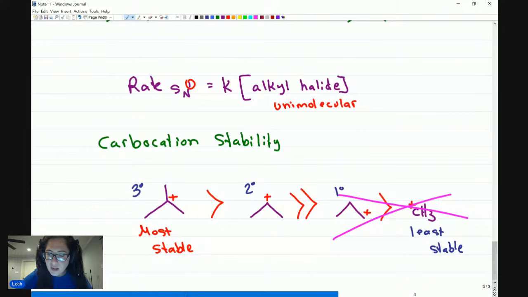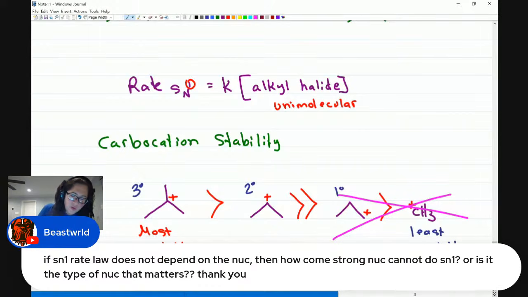A couple of comments have come in, so let me see. If SN1 rate law does not depend on the nucleophile, then how come a strong nucleophile cannot do SN1? Oh, that is such a good question. I'm going to turn that question around on you, and I want to ask you, what does a strong nucleophile have to do with this reaction? Because SN1 is a weak nucleophile, but once we get to SN2 and we talk about the nucleophile, I want you to pay attention to the difference in how it behaves, and that will answer your question. That will hopefully clarify your question much better.